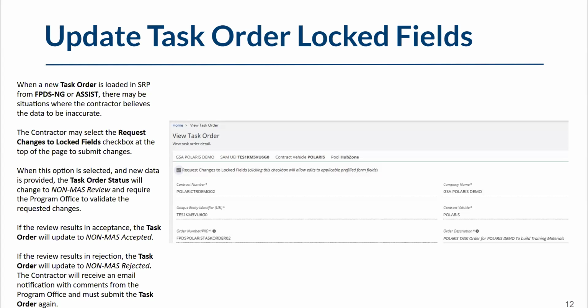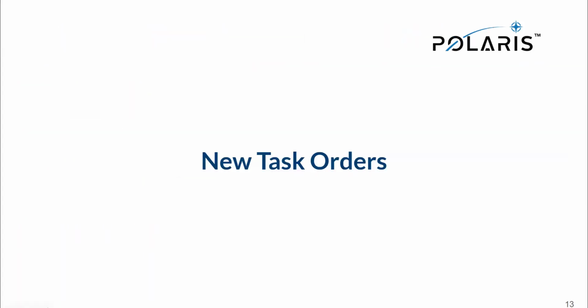You will receive an email notification with comments from the program office and would need to resubmit the task order once the corrections have been made. Let's now take a look at how new task orders are manually entered into SRP.